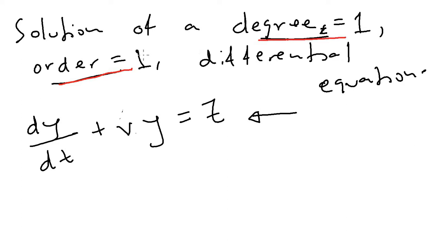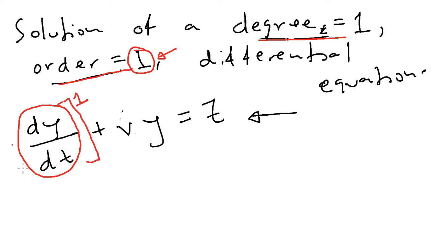So why is the order 1? Please note we have a first derivative here. Remember, this is called a first derivative. That is why it's order 1. And since the power of this derivative is 1, so there is a power attached with the derivative, and this power is 1. That is why the degree is 1 as well. So that is the idea of order and degree.